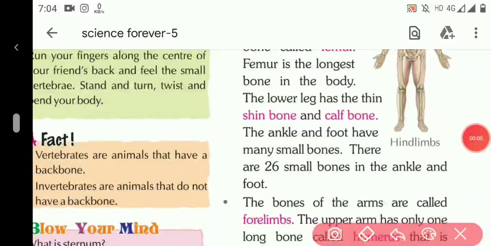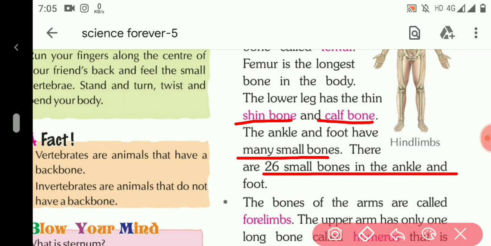The lower part of the leg has a thin shin bone and a calf bone. The ankle and foot have many small bones. There are a total of 26 small bones in the ankle and foot of the leg.